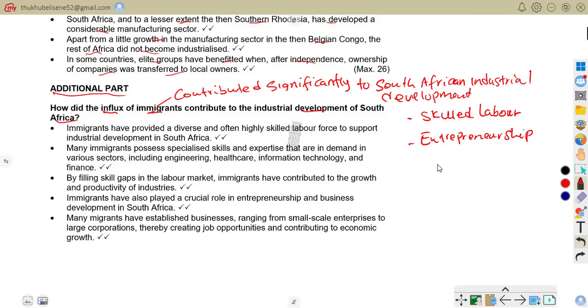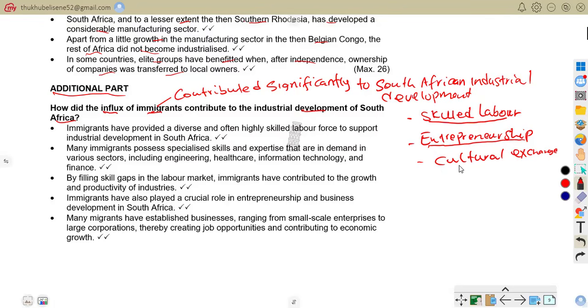We can talk of cultural exchange. As you know, skilled labor, European immigrants brought expertise and skills, enhancing industrial capacity. Coming to entrepreneurship, the contribution by the immigrants is that immigrants established businesses, introducing new technologies and management practices.